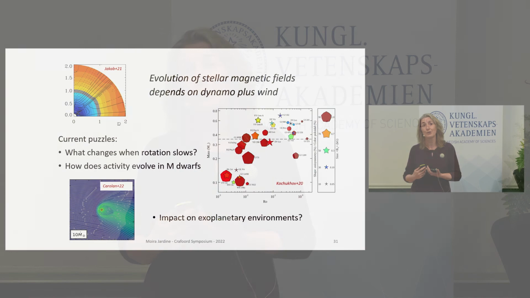Stars and planets evolve together like a family, and if the star changes over time as it evolves, its impact on the planets forming around it will also change. And that's a very active field that would be at least one more symposium to go into.